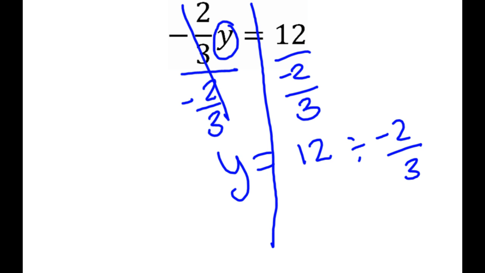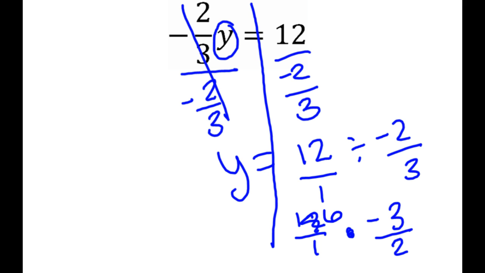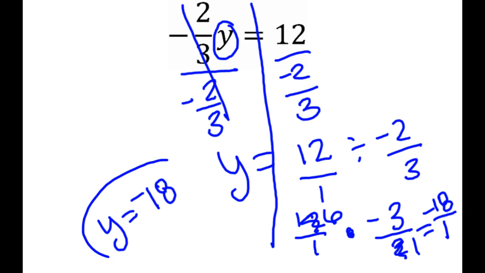Now this 12 we know we can write as a fraction as 12/1, so we do 12 times, I'm going to leave the negative on top, I'm just going to flip the numbers. I'm going to have 12 times -3/2. 2 goes into 12 6 times, so 12 becomes 6, 2 becomes 1. 6 times -3 is -18/1. So I have y equals -18, and I circle it, and that's my answer.